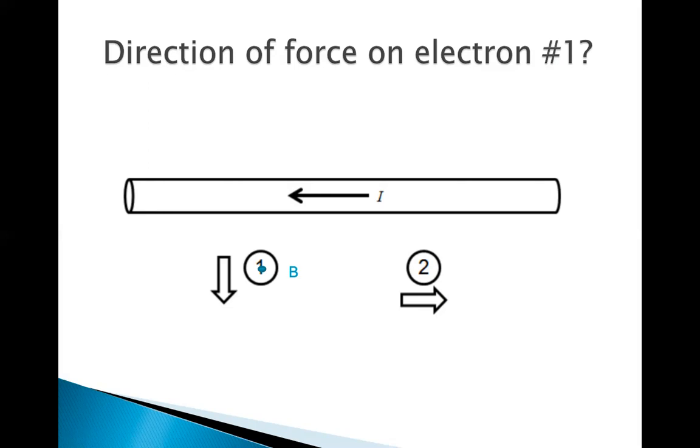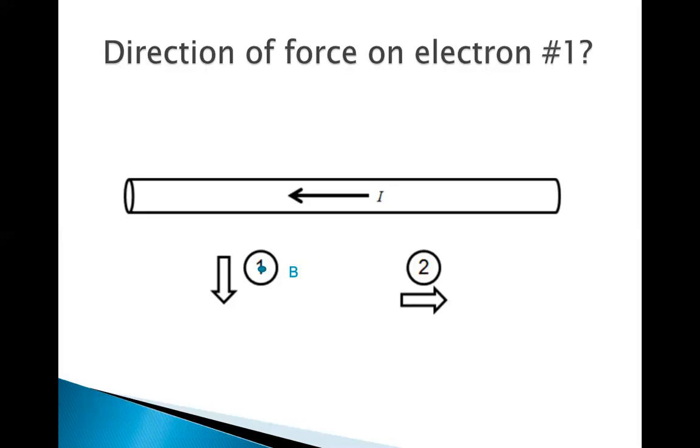So if we use the right-hand rule to determine the force on the moving charge, then the index finger points the direction of the velocity, which is down in the page or on the screen. And then the middle finger represents the direction of the magnetic field, which is coming out of the page, perpendicular, coming out of the page or the screen.